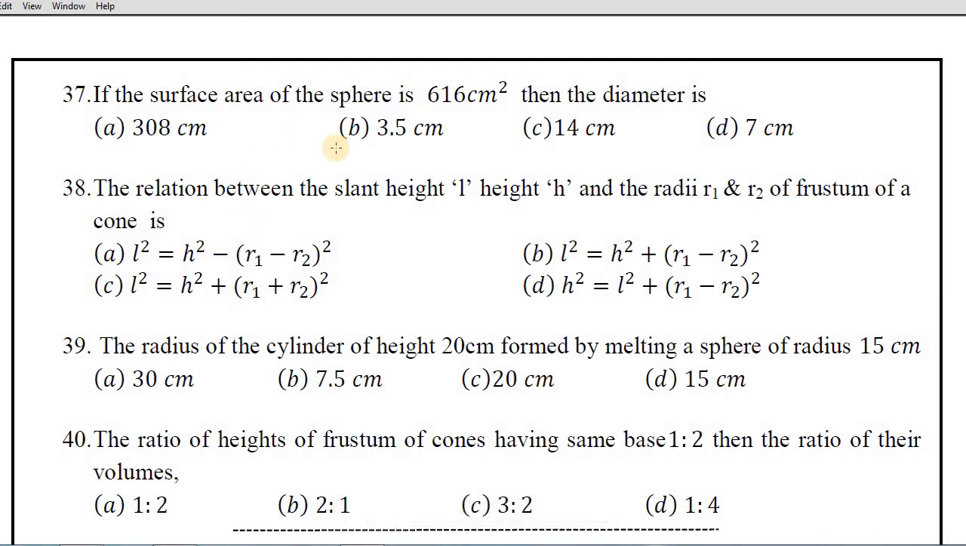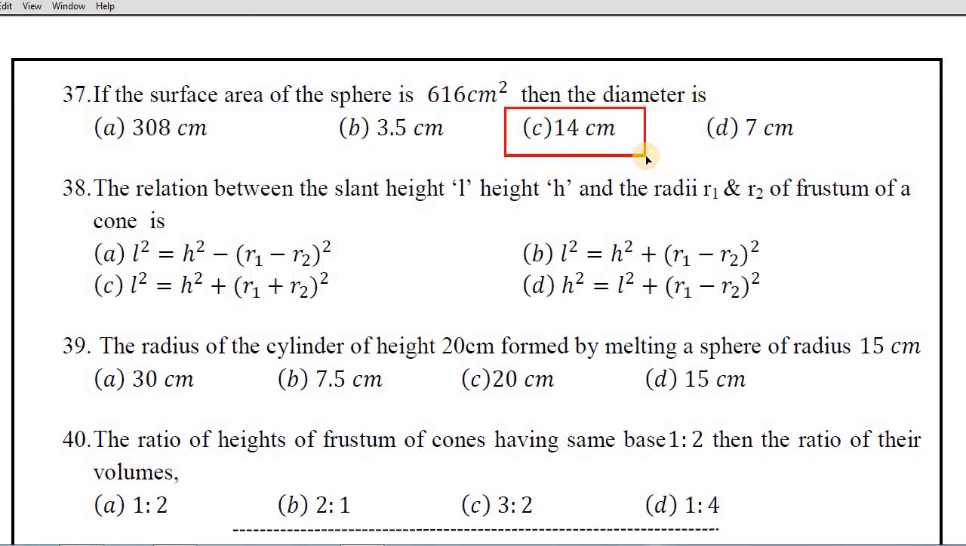Let's see another problem. The same kind of problem was repeated in an earlier question paper also, but there they asked the radius, and here they have asked the diameter. So if the surface area of the sphere is 616 centimeter square, then the diameter is... diameter you cannot find directly, find the radius first. So you will get radius 7 centimeter, hence diameter will be how much? That is 14 centimeter. Keep it in mind: radius is 7 centimeter, hence diameter is 14 centimeter.